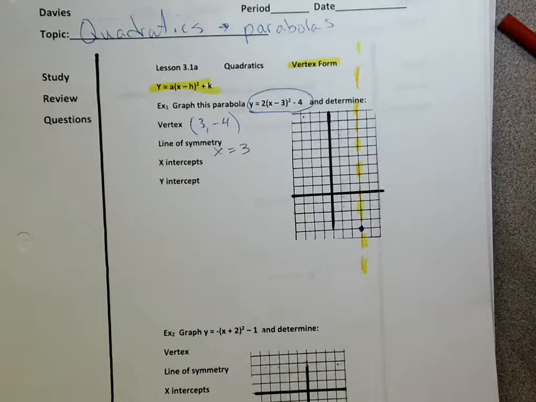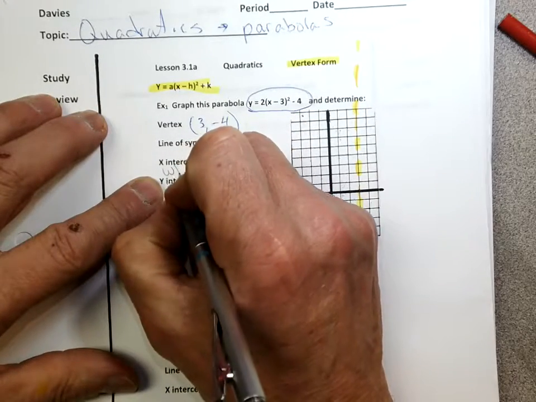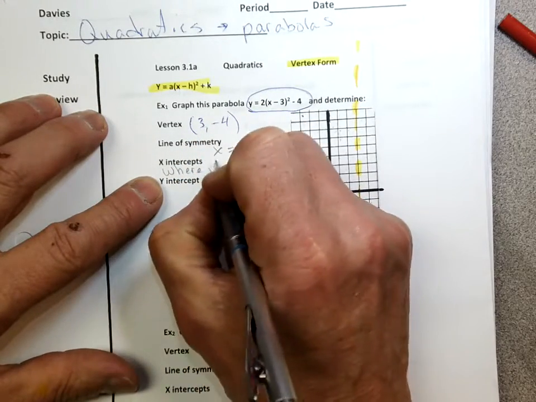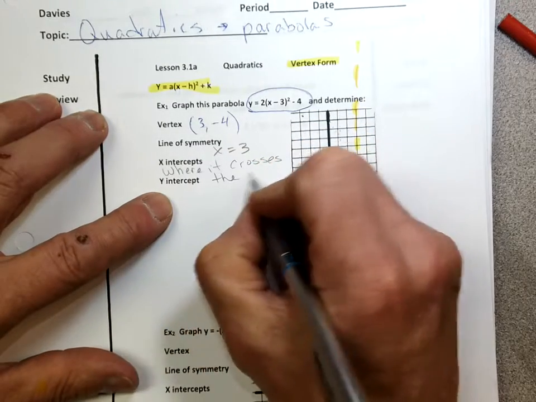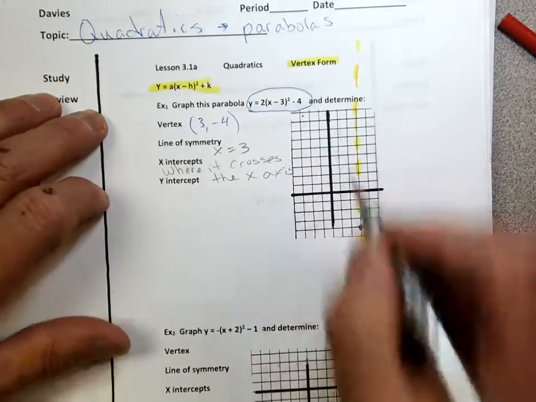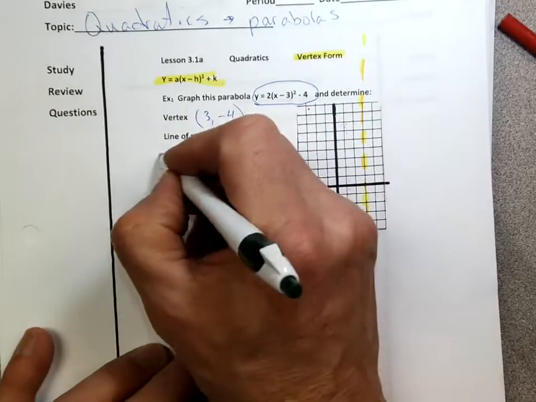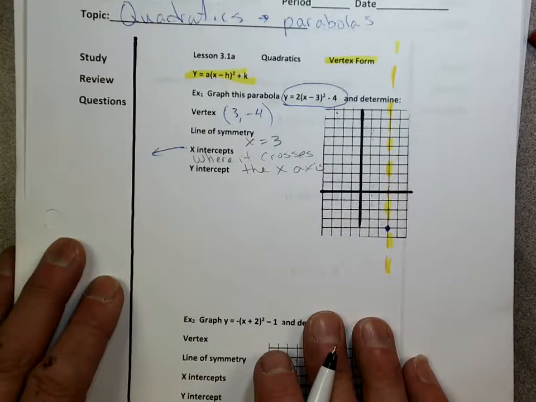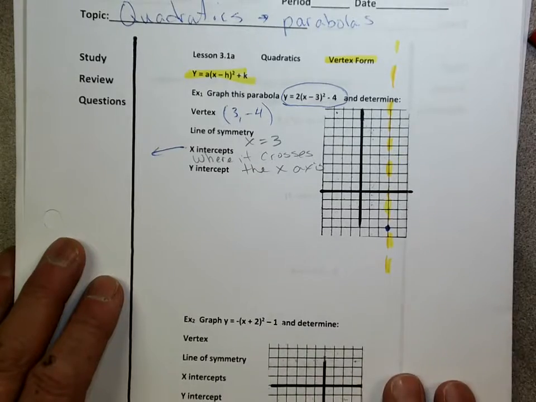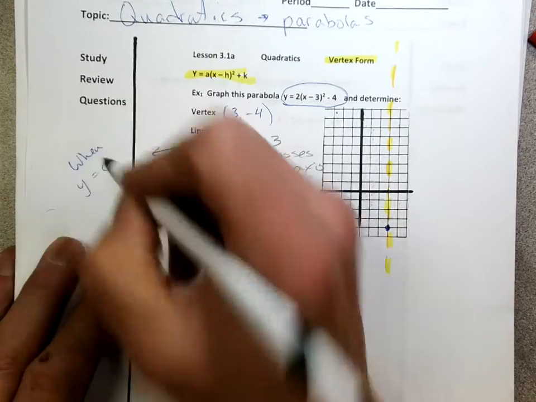X-intercepts. Well, the x-intercepts are where it crosses the x-axis, okay? I want to make sure we put this note because sometimes it's not easy to find it. It should be a review of things we've done, right? It should also be when y is equal to 0, okay?